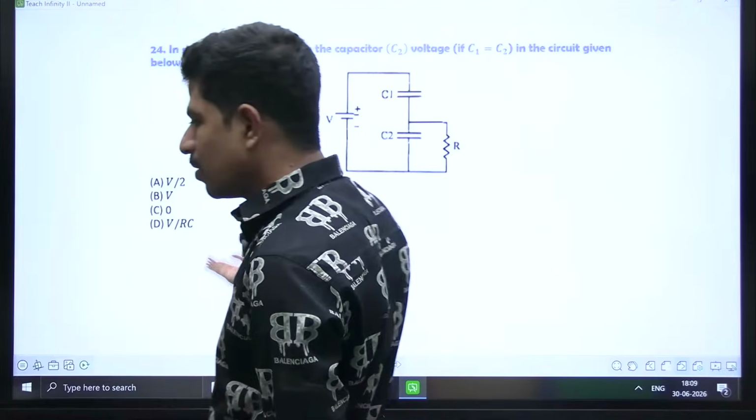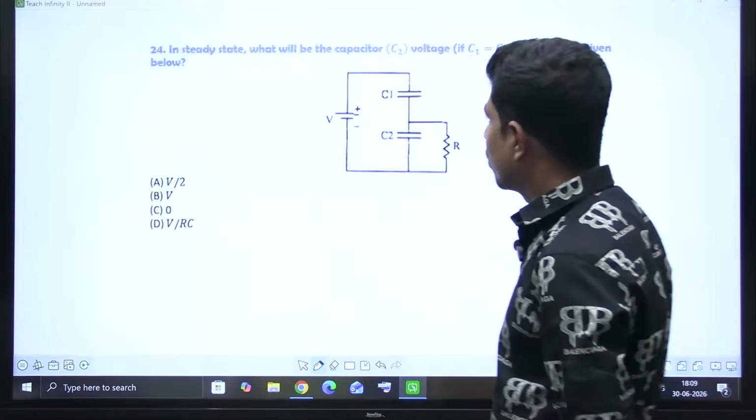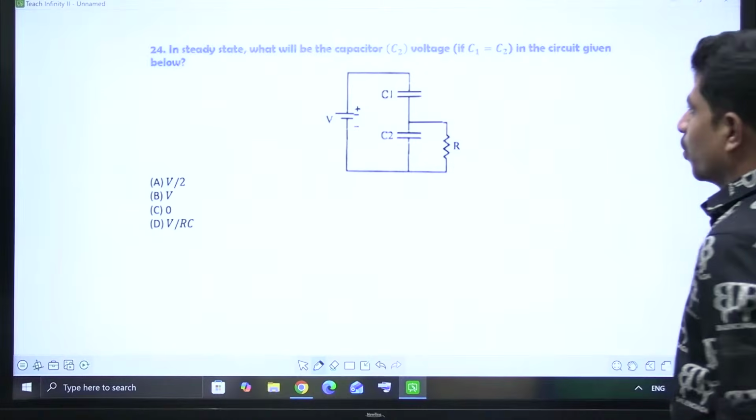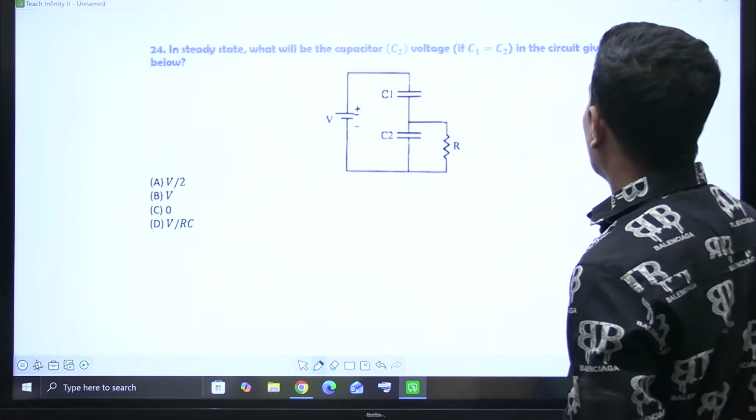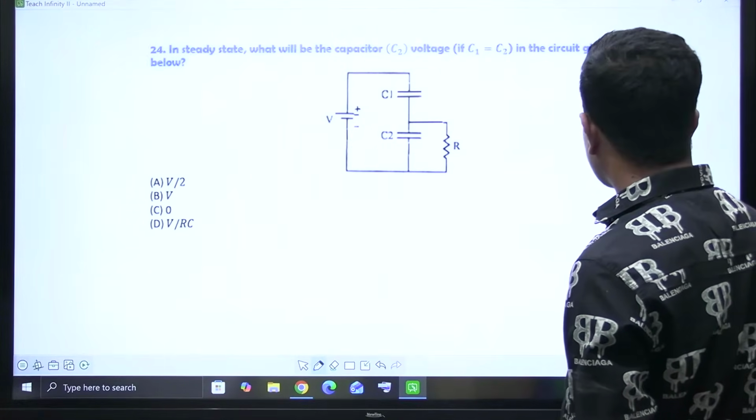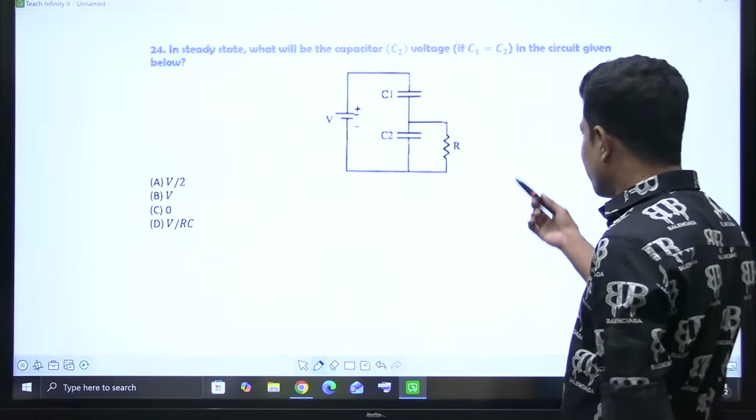Answer please. What is there in this? Some people are giving 0. In steady state, I think it's not 0. In steady state, what will be the capacitor voltage? C2, if C1 and C2 both are same. In steady state, both the capacitors will behave as open circuit.